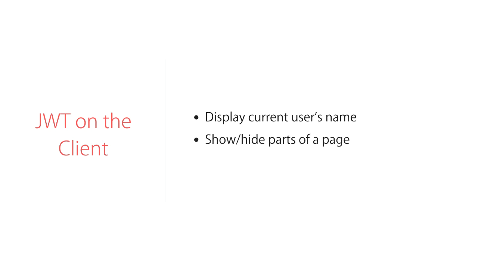Now on the client, we can use this token to identify the user. For example, we can display their name on the navigation bar, we can show or hide parts of a page, or prevent access to certain routes if they don't have a valid token. This is how we work with these tokens on the client.